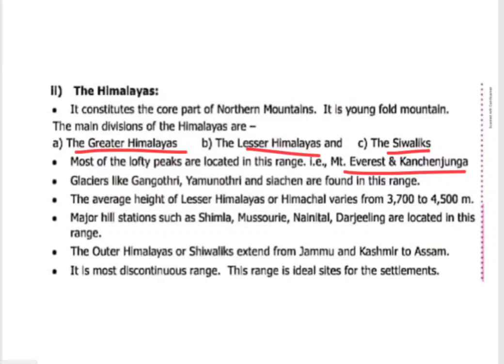At the same time, it consists of glaciers. What are the glaciers located here? Gangotri Glacier, Yamunotri Glacier and Siachen Glacier. The height also varies, from 3,700 meters to 4,500 meters. What are the hill stations available? Shimla, Nainital, Darjeeling, Mussoorie, Almora. Yes, many hill stations are located in this range.